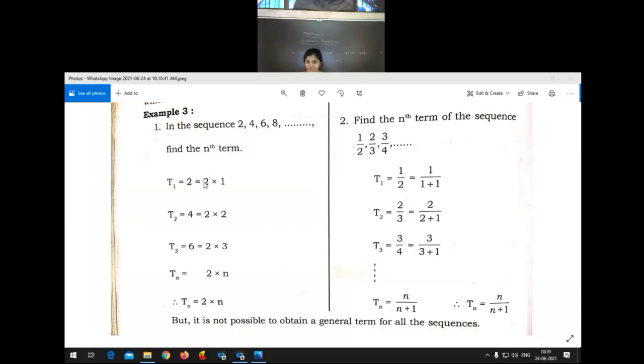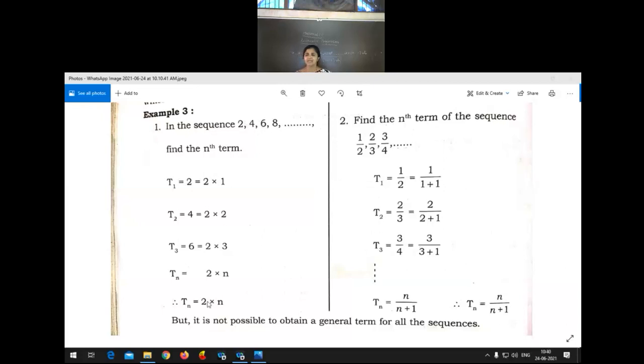How can we write the general term for this sequence? Here we can fix the 2 as constant. Then 1, 2, 3, and so on up to n is varying. So can we write the general term? The general term is represented as An, Tn in the old books, the nth term of the sequence. 2 into n. Can we predict that, 2 into n? So this sequence has the general term 2n.